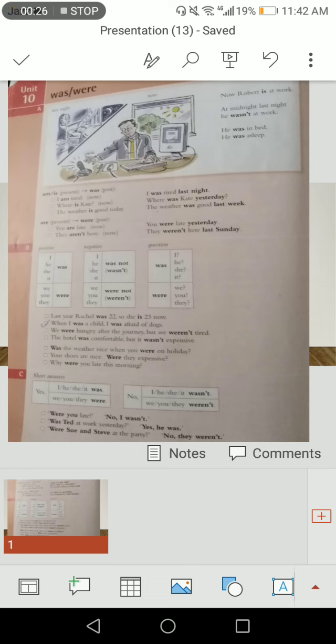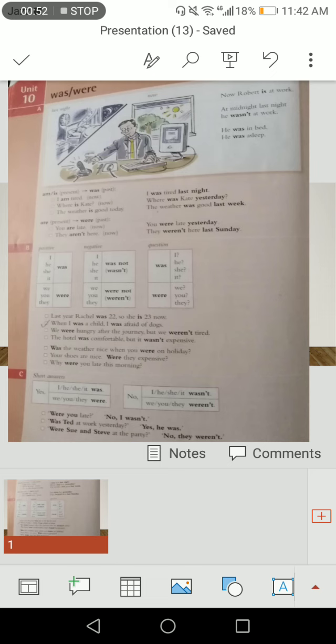Now, in the picture, as you can see, the same person: what was he doing last night, and what is he doing right now? Now Robert is at work at midnight. Last night he wasn't at work, he was in bed, he was asleep. Whenever we talk about the past, we use was with I, he, she and it.